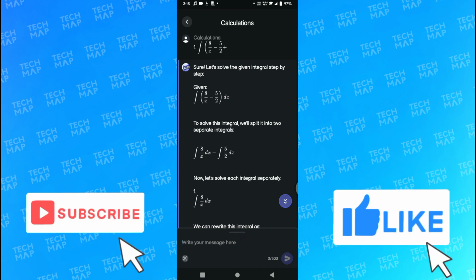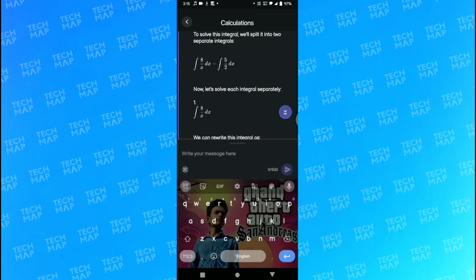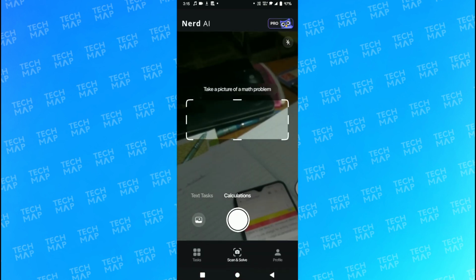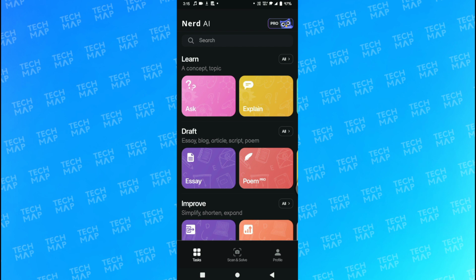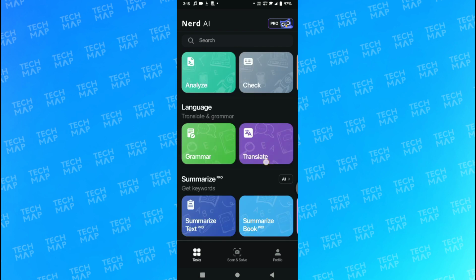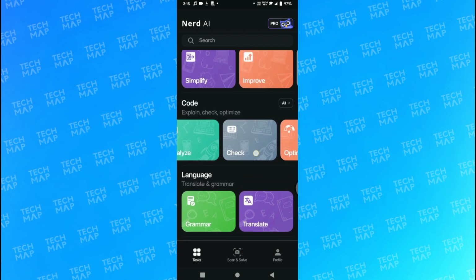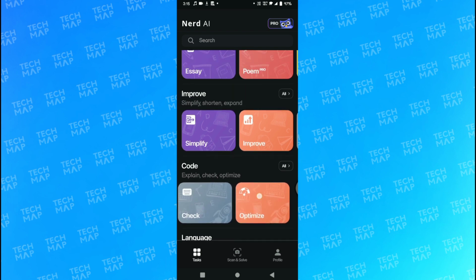You can also write down the messages over here. You can ask multiple follow-up questions and it will give you the answer also. After that, there are lots of things here in Nerd AI which you can do with the free pack also. You don't need to pay for that. You can also solve the language problems like grammar or translation. You can also use it to summarize things, or you can check your code, analyze or optimize your programs also.